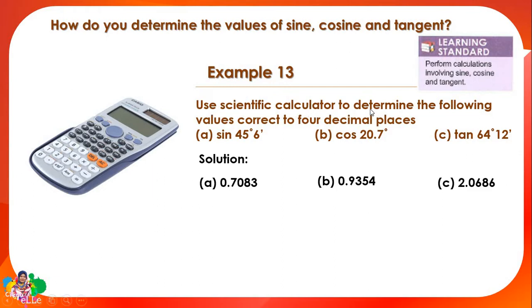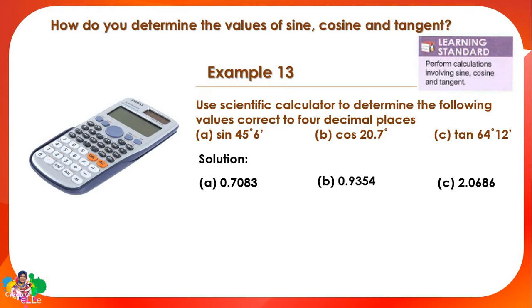Use a scientific calculator to determine the following values correct to 4 decimal places. Normally, when a question asks you to find values of sine, cosine and tangent, you have to give your answer correct to 4 decimal places. So just use the calculator. Find sine 45 degrees 6 minutes, cos 20.7 degrees and tangent 60 degrees 12 minutes.